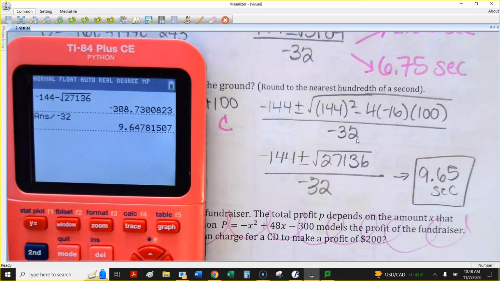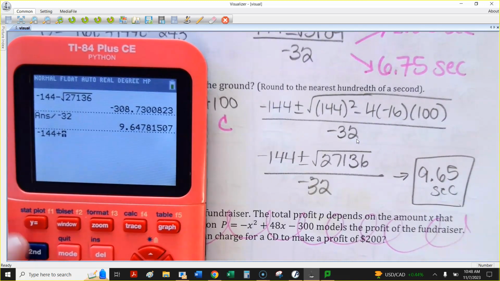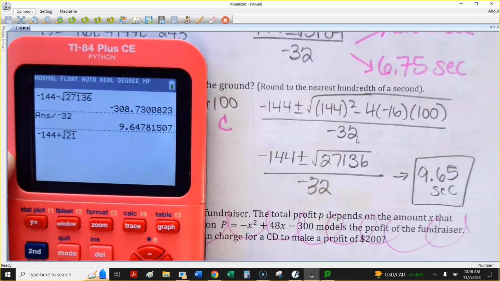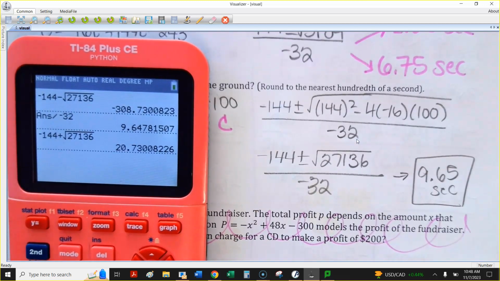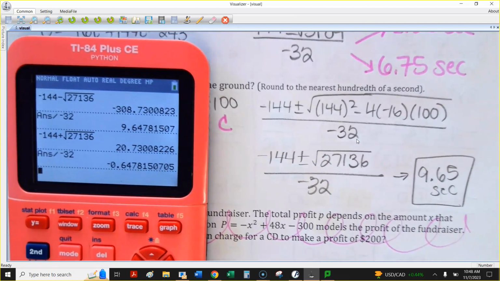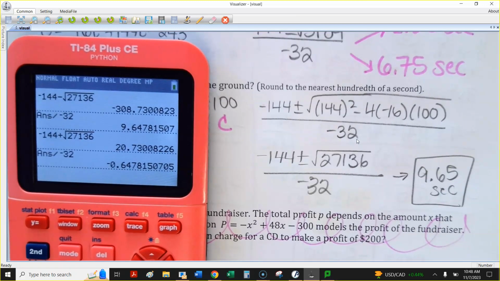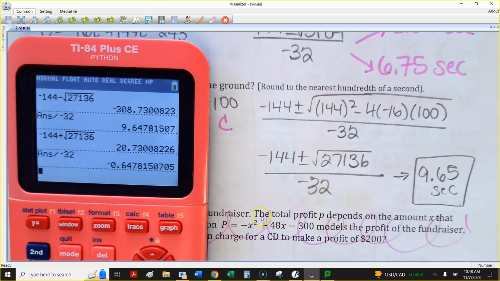If you did it by accident, though, 144 plus that, you're going to take your square root, that 27,136. That gives you a positive number, but then I'm dividing it by negative 32, and we can't have a negative time. So that's why I don't want to pick that answer. But if you want to save yourself a second, just try to think, okay, which one would give me a positive time? And that's usually the one where you're going to subtract. Is anybody having a question?